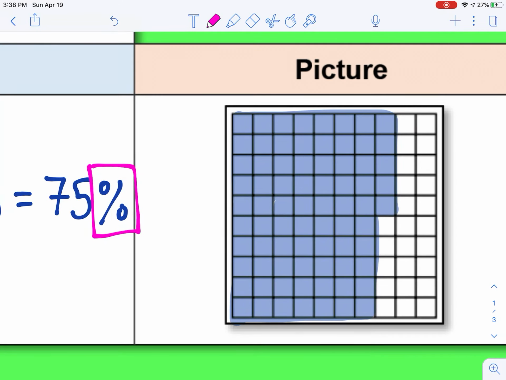On my picture, I have a 10 by 10 grid. Well, 10 times 10 is 100, so there are 100 little boxes there. And I want to represent 75%. Well, remember, a percent is a number out of 100. So if I have 75%, that means I want to shade in 75 out of 100 of the little boxes. And that's actually going to be one of your IXLs that you're going to do today. It should only take you like 60 seconds to get that one done. It's a nice little warm-up.